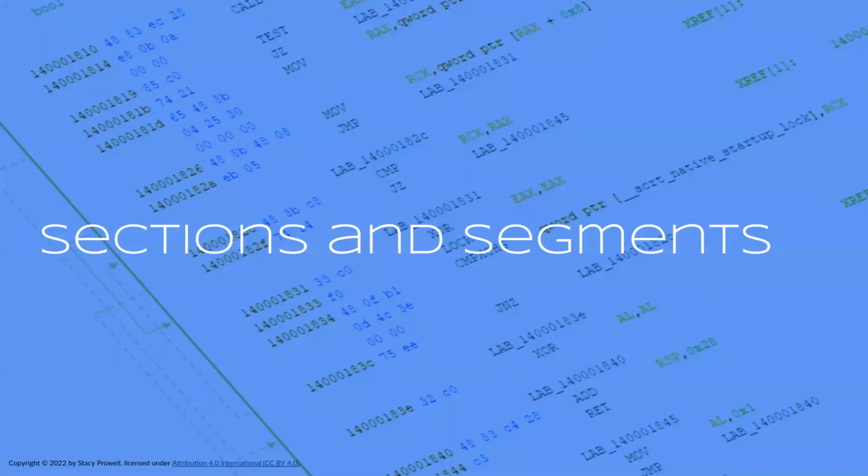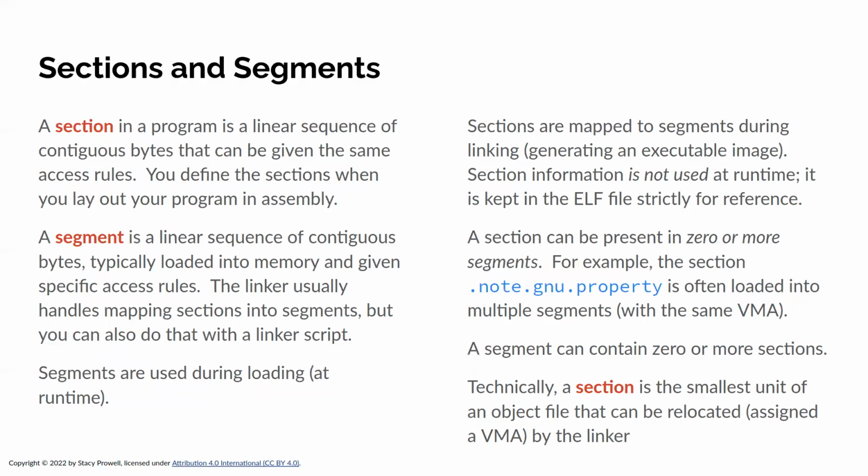Let's talk about sections and segments. I keep saying section. I mentioned segments. What's going on there? So you've seen sections already because you've seen section text and section data and all that stuff. It's just a linear sequence of stuff, instructions and data, what have you, that can be given the same access rules. Right? And you define the sections when you lay out your program in assembly. So that's the way you logically organize your program into code, readable data, writable data. You do that by defining sections and specifying the access controls for those sections.